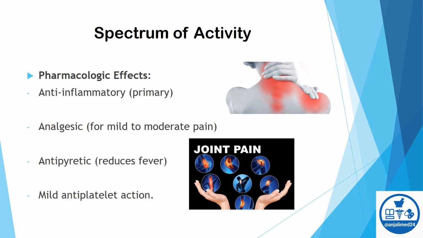Spectrum of activity. Piroxicam systemically acts to relieve inflammation and pain in joints, muscles, and connective tissue. It also reduces fever by acting on the hypothalamic heat-regulating center.